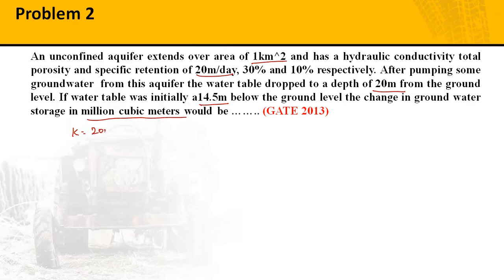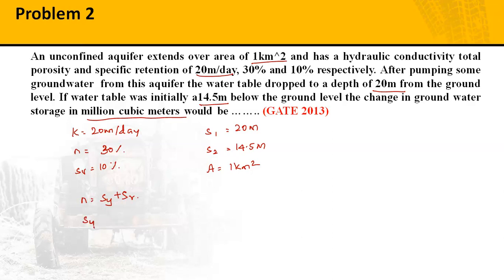K is equal to 20 meter per day. N they have given 30 percentage, and the specific retention they have given 10 percentage. S1 they have given 20 meter and S2 14.5 meter. Area they have given as 1 kilometer square. So total porosity N is equal to specific yield plus specific retention. So you want to find the specific yield, which is equal to 0.3 minus 0.1. Specific yield is equal to 0.2.